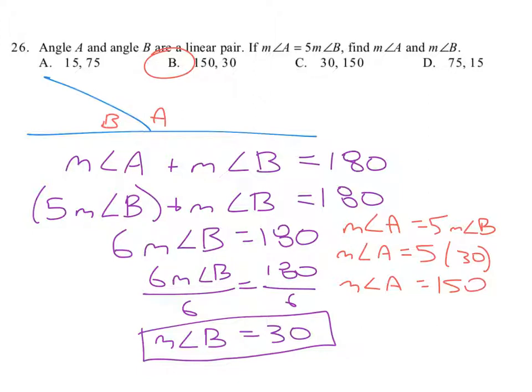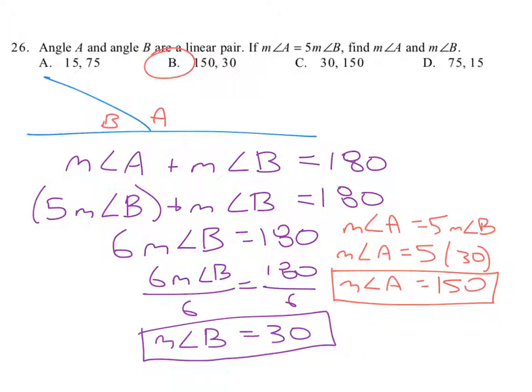Okay? So they're saying find the measure of angle A and the measure of angle B. They're listing the measure of angle A first. So this number will go first, and we should have 150. And then the measure of angle B, which is 30. So B is our answer.